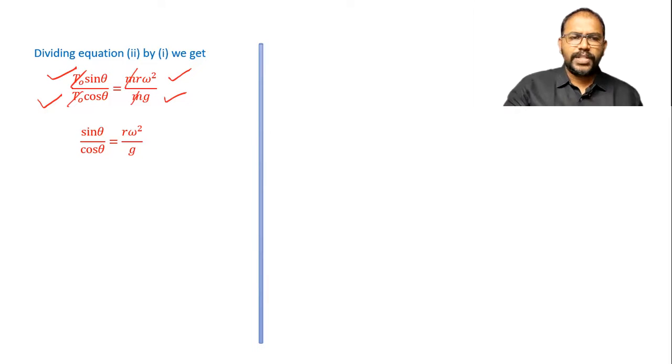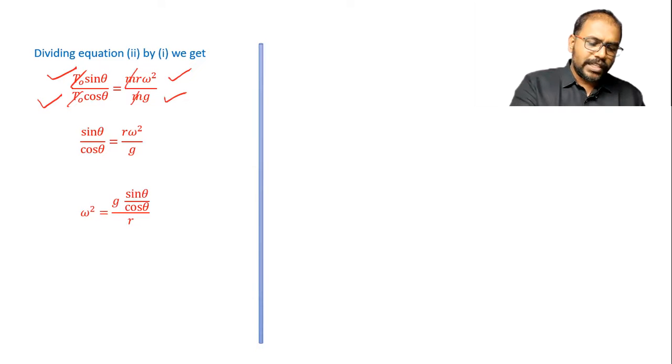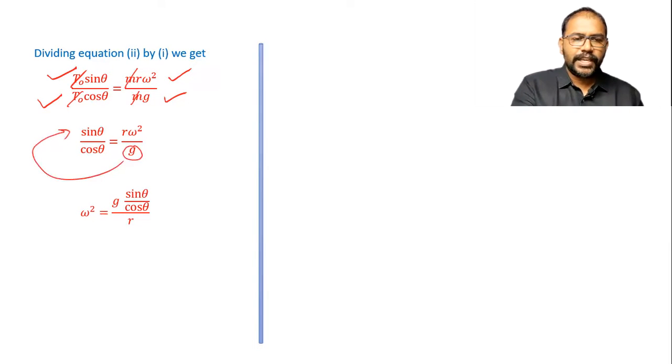Or we can continue with the sin by cos also. If you want to write sin by cos as tan, then you are welcome, you can write it also. Now by using this equation, we can find out omega square. So omega square is equal to, we transfer this g to this side. So g is divided to this side, and r, which is multiplied to omega square on this side, is divided to the other side. So we get omega square.